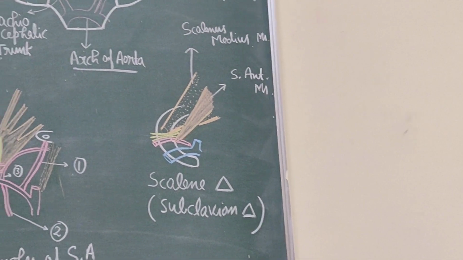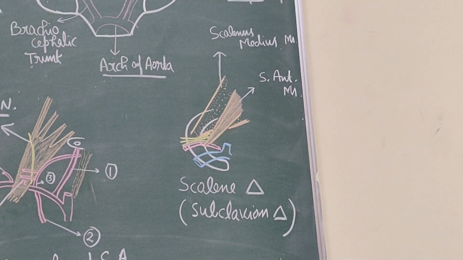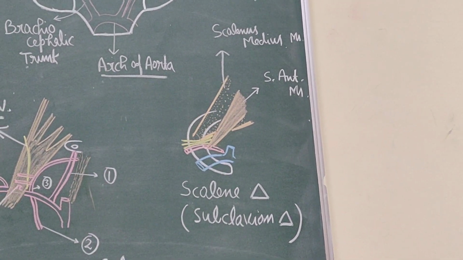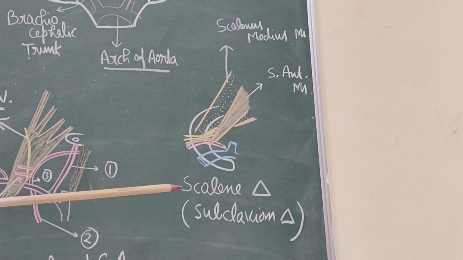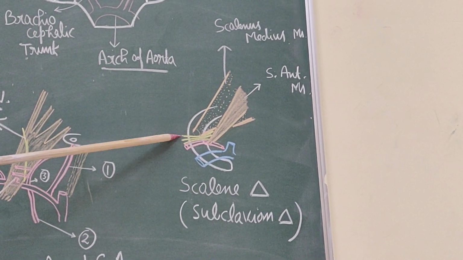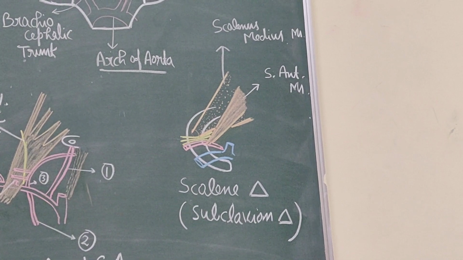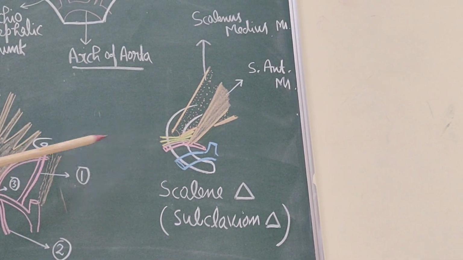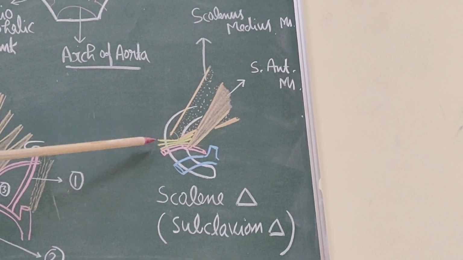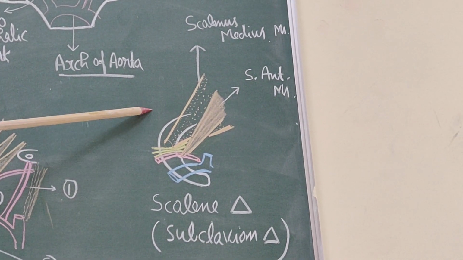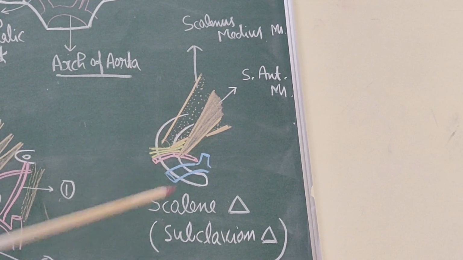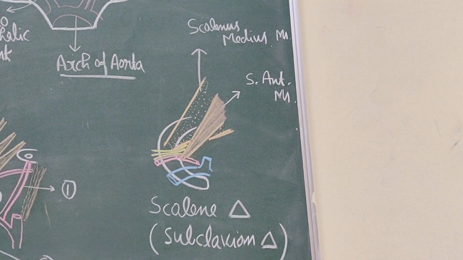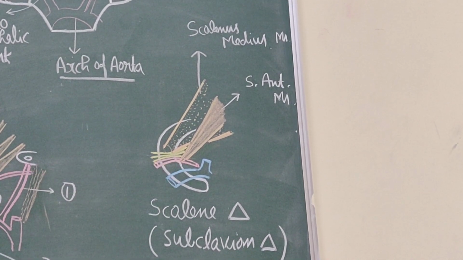This means this second part of the subclavian artery separates the scalenus anterior muscles from the scalenus medius muscles. Through this triangle, three structures pass, that are the three trunks of the brachial plexus: upper trunk, middle trunk, and the lower trunk. The upper and the middle trunk are situated above towards the apex of this triangle, while the lower trunk is situated behind this second part of the subclavian artery.